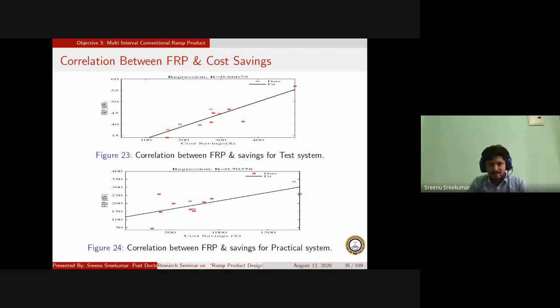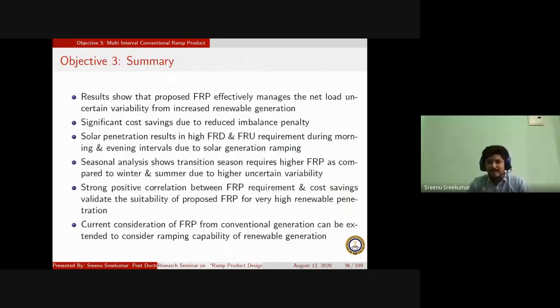And summarizing objective 3, the proposed conventional FRP effectively manages the net load uncertainty and variability due to the increased renewable generation, and also it offers significant cost savings due to reduced imbalance penalty. Solar penetration results in high FRD and FRU requirement during morning and evening intervals due to natural solar ramping. Seasonal analysis shows that the transition season needs high FRP requirements due to high uncertainty. And the strong correlation between FRP requirement and cost savings shows the suitability of the proposed FRP in a very high renewable generation system. In this objective, I have considered only conventional generators for FRP, so this can be extended to renewable generators.